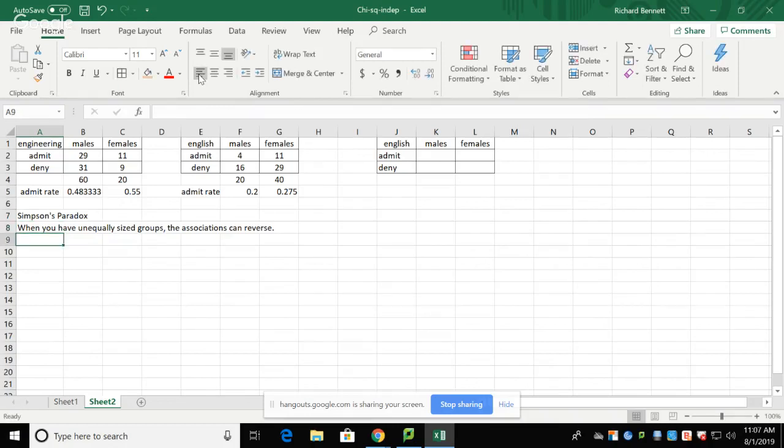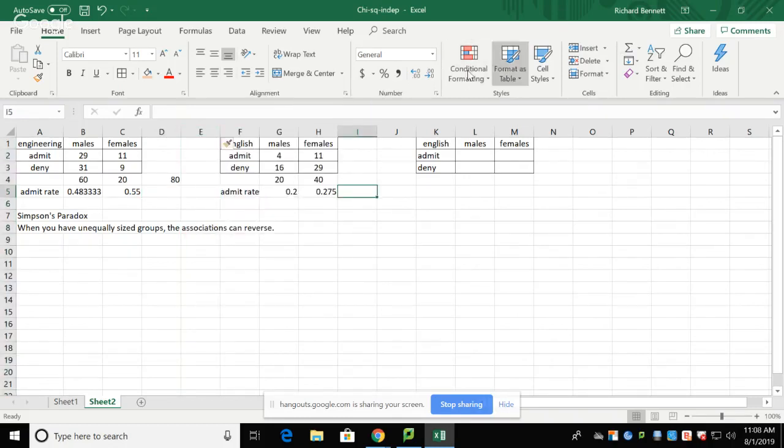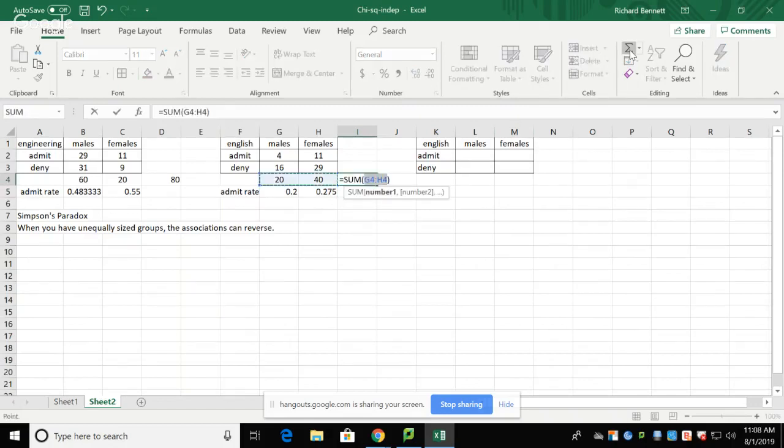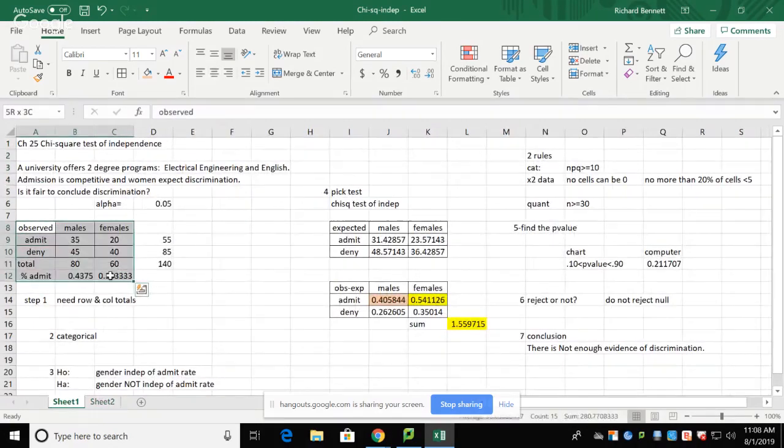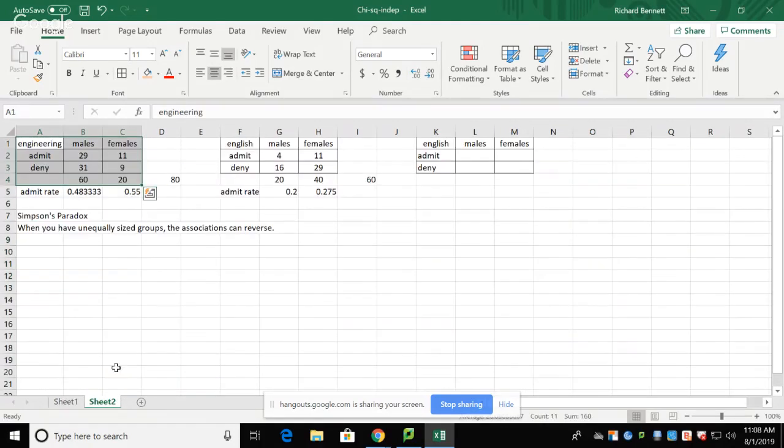Now, when we talk about unequally sized groups, how big is the engineering department as far as number of people who apply? We've got 80 students, right? And how big is the English department? 60, okay? So you can see the 80 versus the 60, the engineering department, and plus you've got 60 versus 20, right? So you can see that the engineering department is so large that when you combine everything together, it looks like the males have it better, when in fact, the females have it better by percentage.